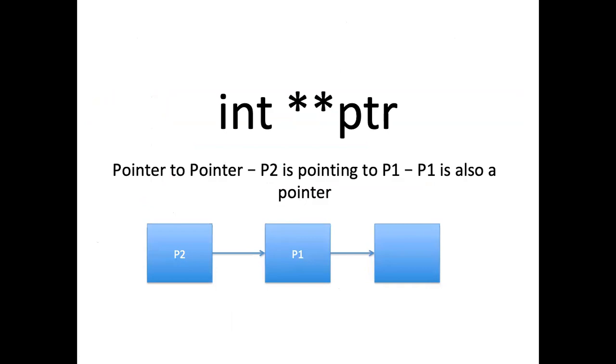ठीक है. तो double pointer वाली बात आ गई. तो int static ptr is that ptr points. It does not point to a variable. Now ptr points to another pointer. ठीक है. So p2 जो इस केस में है, p2 points to p1 and p1 is also a pointer. ठीक है. And so on and so forth.